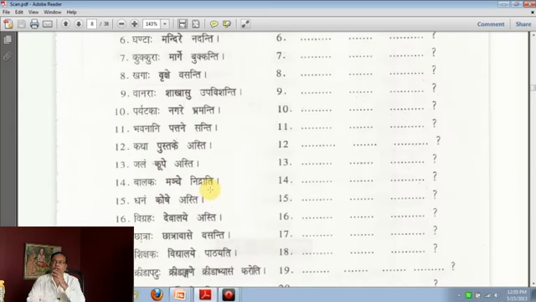Dhanam koshe asti. Money is in the pocket. Koshe is pocket. This pocket or pant pocket. Dhanam koshe asti. Dhanam kutra asti? Where is the money?